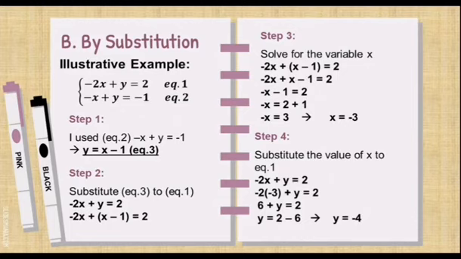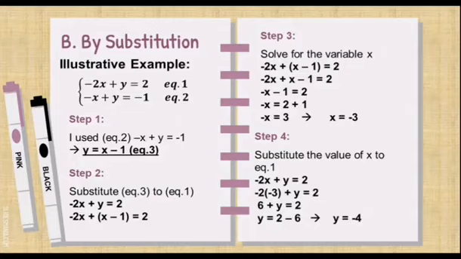And then combine like terms. Negative 2x plus x is negative x, minus 1 equals 2. Adding 1 to both sides, we get negative x equals 3. Then multiplying -1 to both sides to make x positive, we have x equals -3.